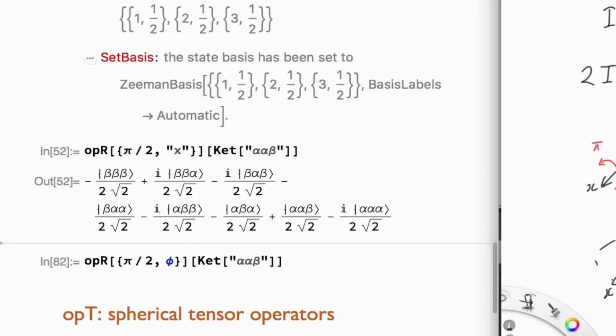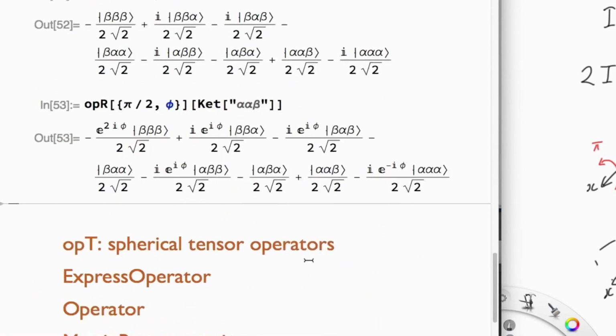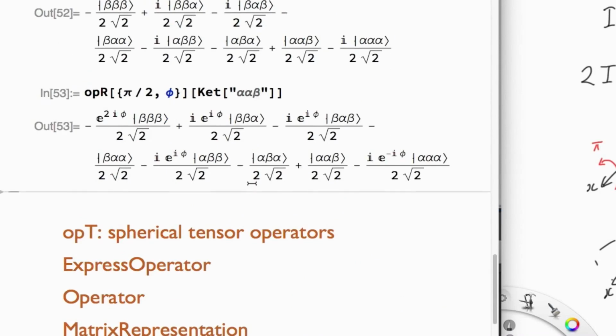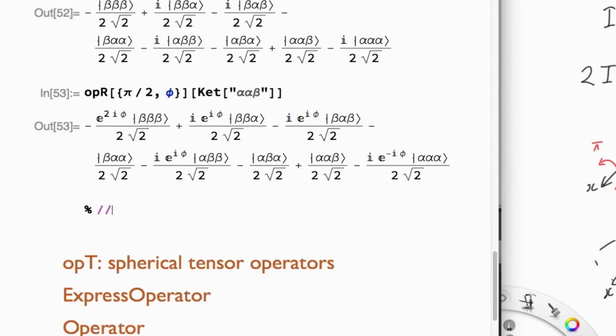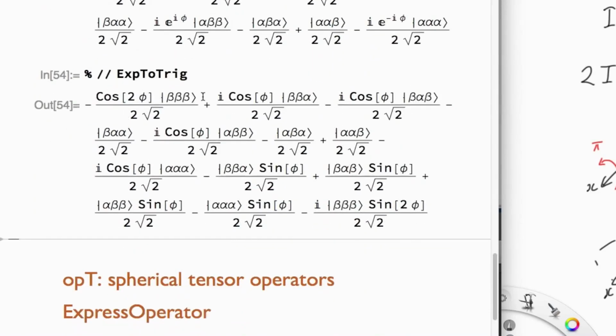And here we're acting on a particular spin state, alpha alpha beta, one of the possible spin states for 3 spins a half. And again, the result is probably complicated and rather difficult to derive oneself, involving complex exponentials and so on. Mathematica is good at manipulating these things. If we don't like complex exponentials, e to the i phi type constructions, we can take the result of the last computation and apply conversion from exponential factors to trigonometric factors. And then we get cosines and sines instead of exponentials.